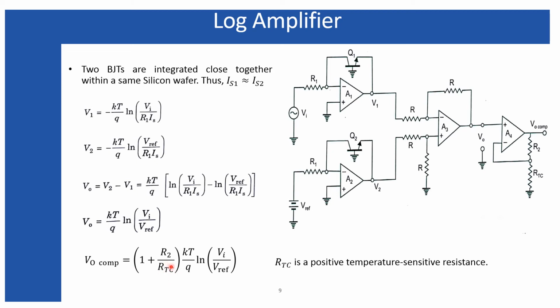Since RTC is a positive temperature sensitive resistance, when the temperature increases, the resistance of this RTC should increase. Now when temperature increases, this kT by Q gets increased, and so does this RTC over here. Now the increase of RTC reduces the gain, as this RTC appears in the denominator of this expression. By the amount this kT by Q gets increased, by the equivalent amount the gain gets decreased by the effect of RTC. So in this way a temperature compensated log amplifier can be designed.